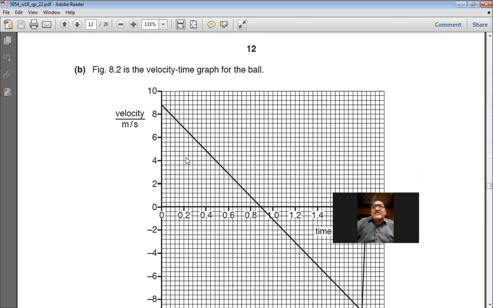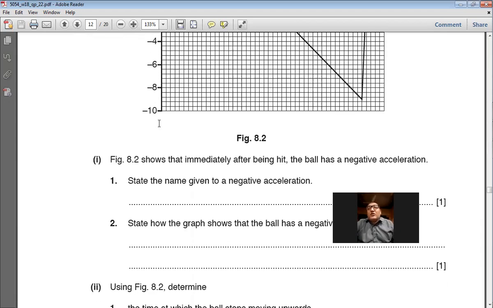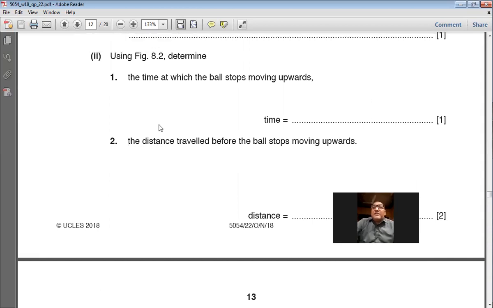Just find that distance. Find the area under the graph. The area under the graph will be equal to the distance traveled. So it's a triangle, so find the area of this triangle. 1/2 base into height. The base is 0.89, and the height is 8.8. So 1/2 base into height will give the area under the graph, and that will be equal to the distance traveled.